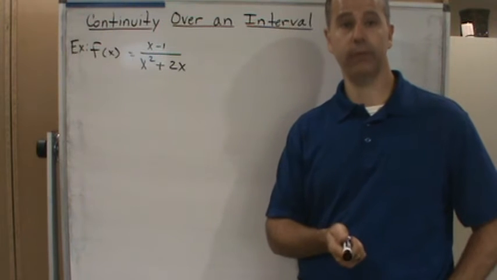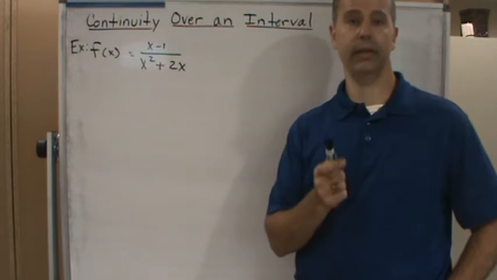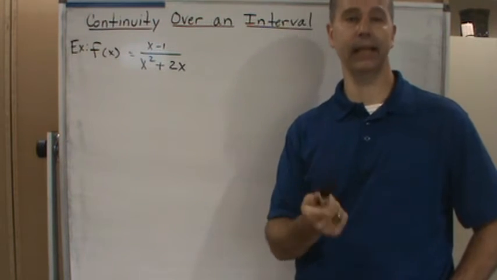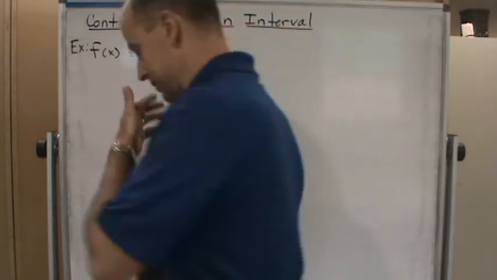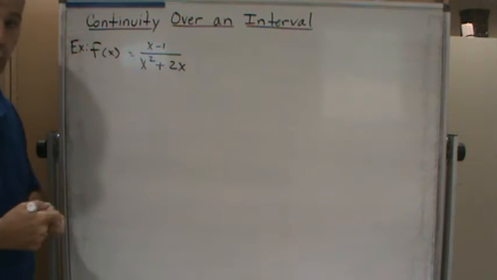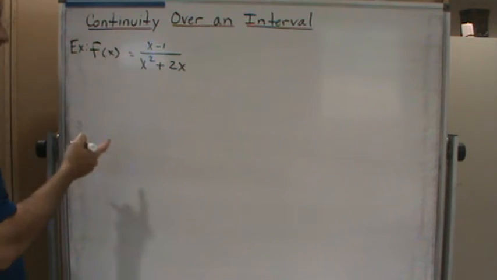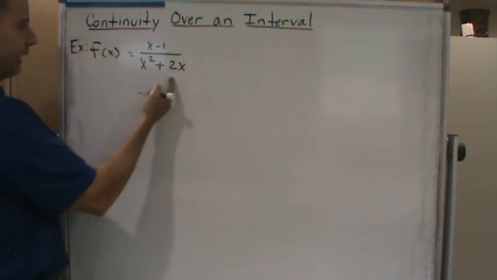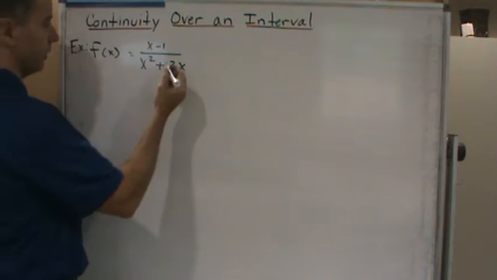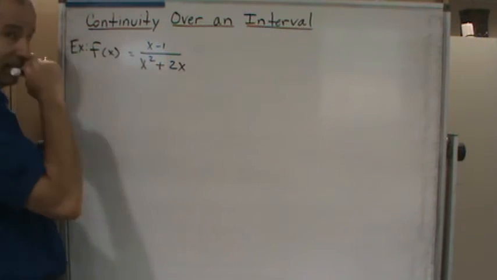What do we know about rational functions? They are continuous at every point in their domain. Okay, so let's find the domain of this thing. In order to find the domain, we first find the restricted values of the domain. What values can't be in the domain? Remember, can't have 0 in the denominator. So let's see what values make the denominator 0.